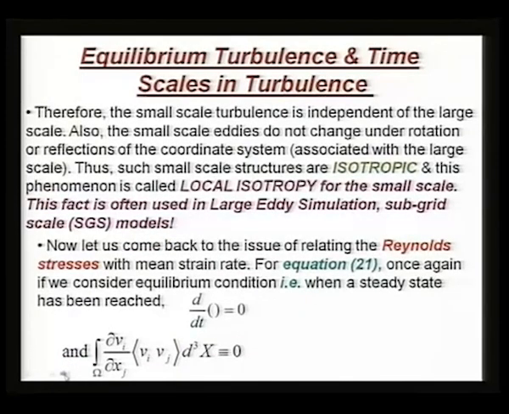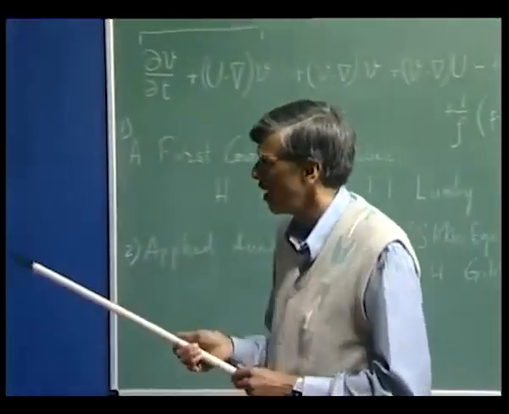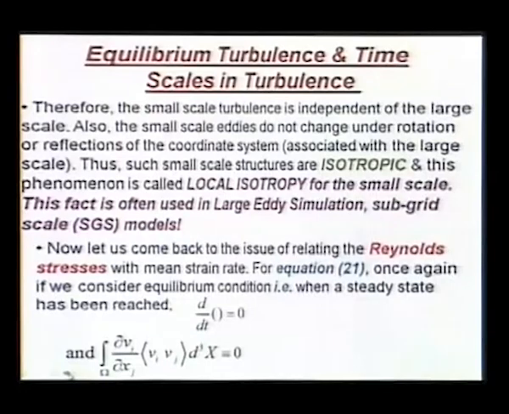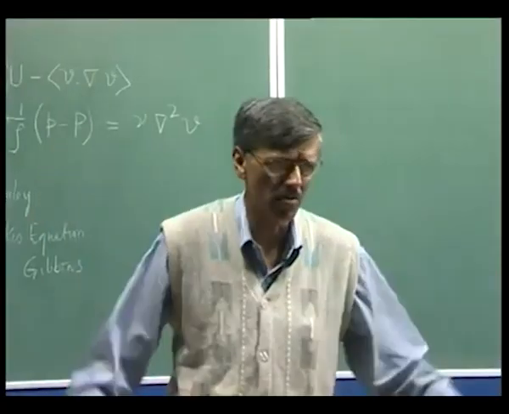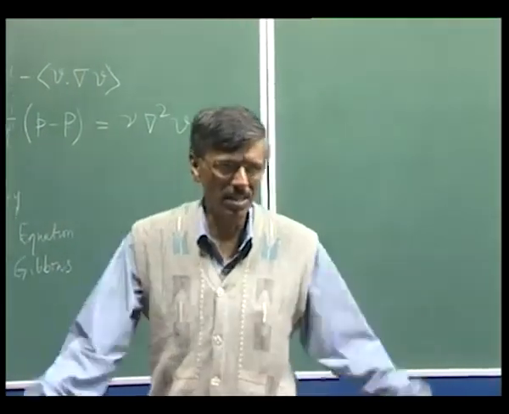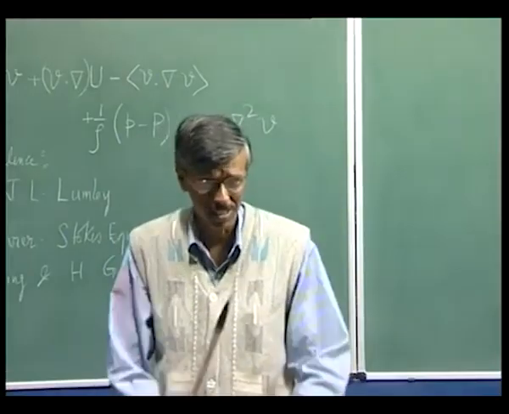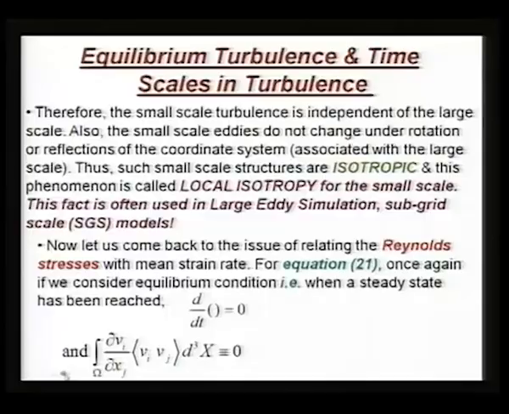Now, if I look at a general shear flow, then we are seeing that the small scale turbulence is independent of the large scale. So, when I am looking at, let us say, turbulent flow over an aircraft wing, the very fact that I put in an aircraft wing, the eddies are created which are of the size of the dimension of the aircraft wing, right, the chord.